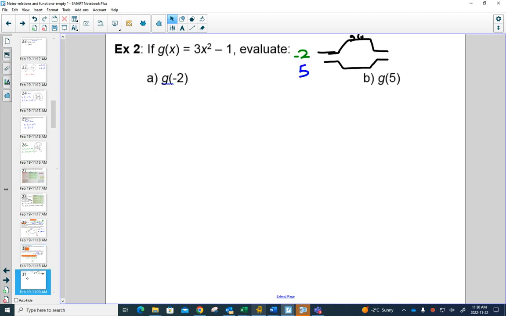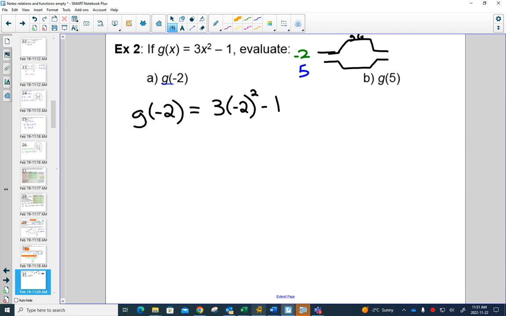We're good? So if you are showing your work, this is how you would show it neatly. You would say g of negative 2 means I replace the x with negative 2. In my equation, where I have an x, I put brackets, and I replace it with a negative 2. And now I do order of operations. Negative 2 squared, that would be positive 4. 3 times 4 is 12. 12 minus 1 is 11. You wouldn't need to show all of those steps. Probably your mental math skills are good, that some of you would be able to figure out that that's 11 right in your head.